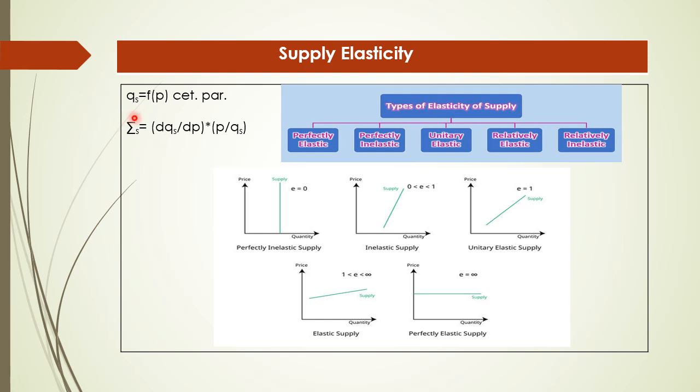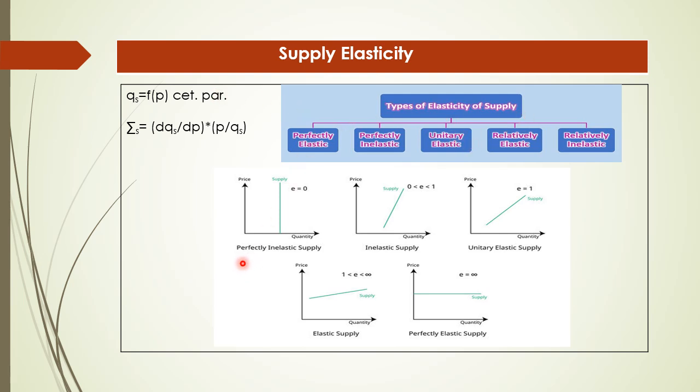We know that quantity supplied is a function of price, ceteris paribus. That means keeping other variables constant. So the elasticity of supply is measured through this formula, which is ES is equal to dQs divided by dP times P divided by Qs. There are 5 types of elasticity of supply.